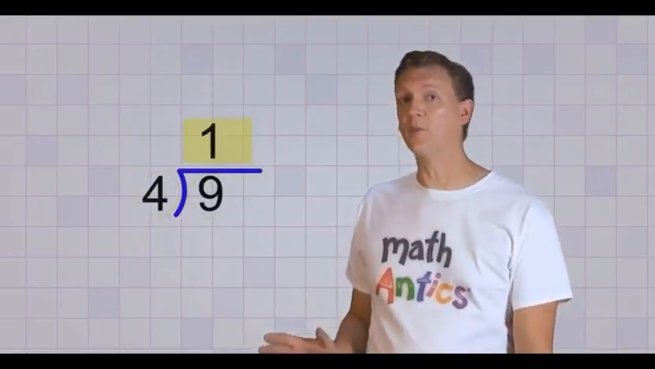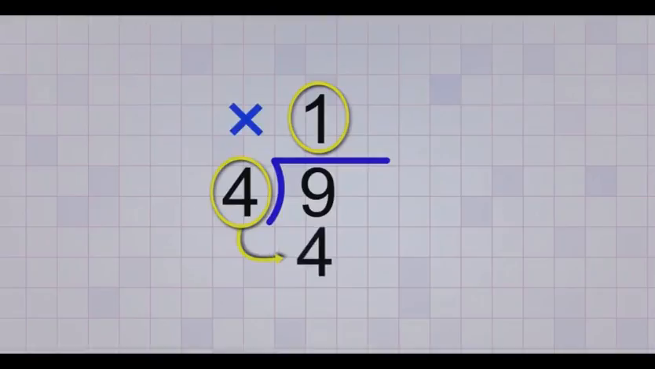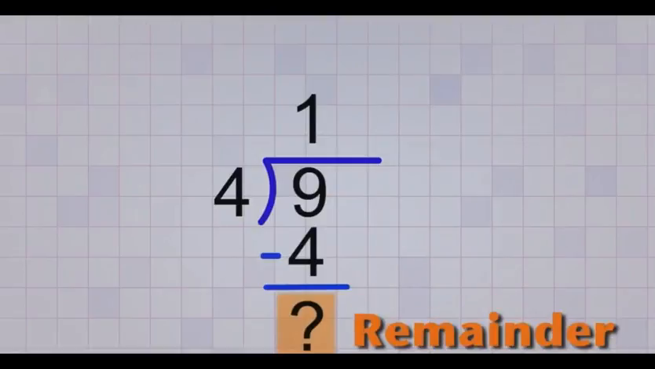So I'll write a 1 up here in the spot for the answer. Well, now, the next step in the procedure is to multiply that answer I put there, the 1, by the number of groups out front here, the 4. And I write the answer to that multiplication down below the number I'm dividing up, the 9. I do that so I can subtract that amount from the 9 to see how much I'm going to have left over, to see how big the remainder will be.